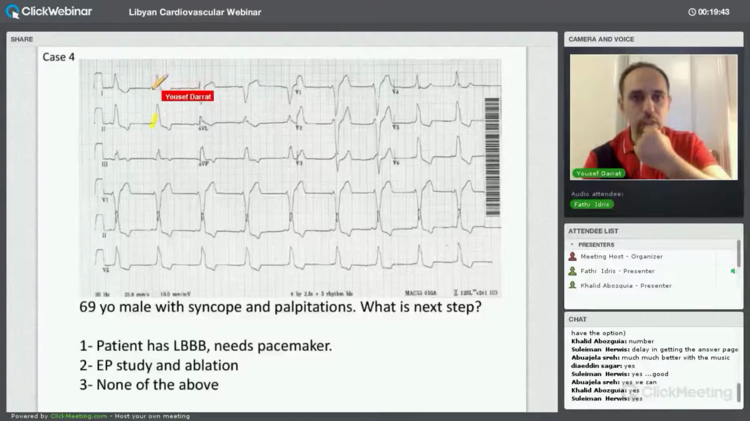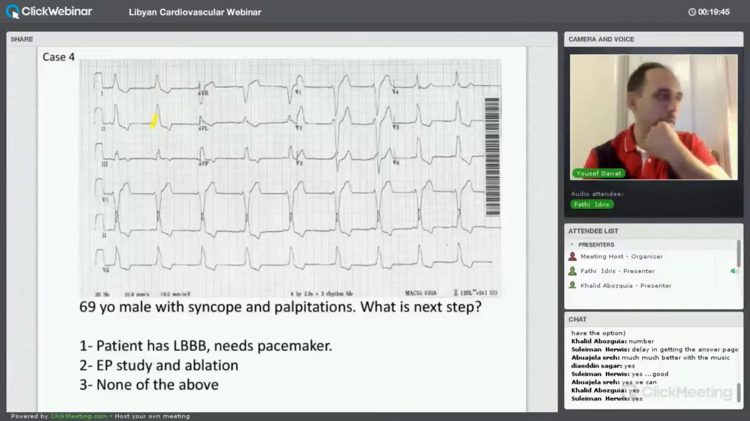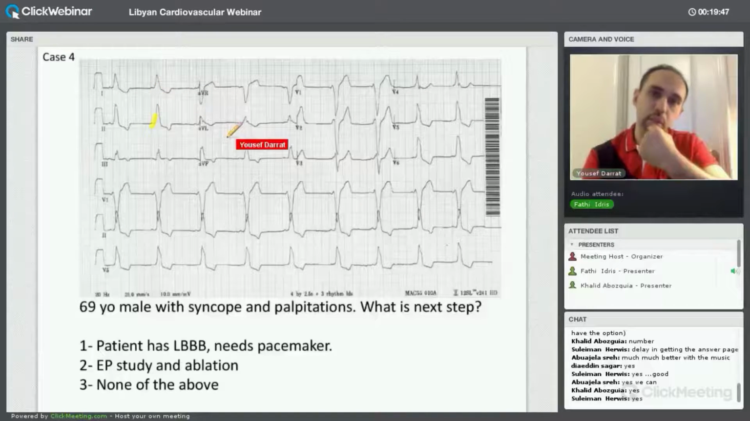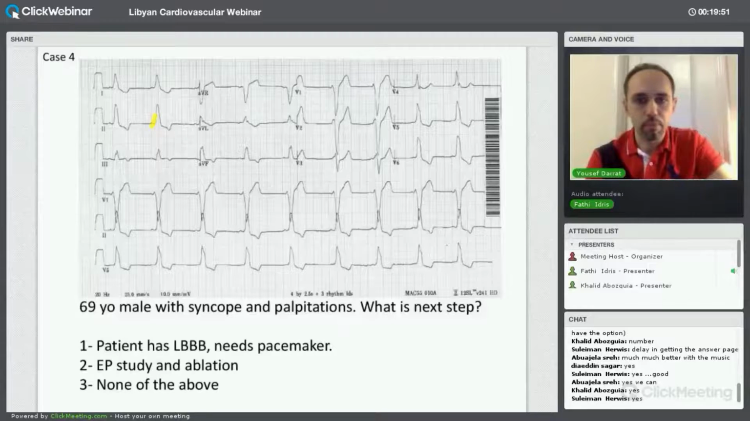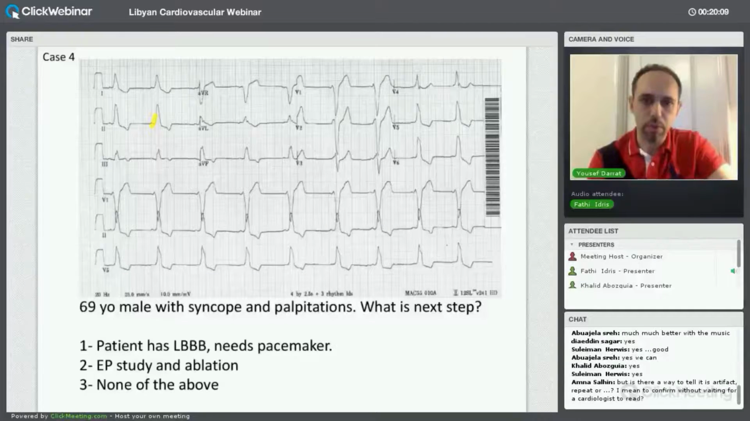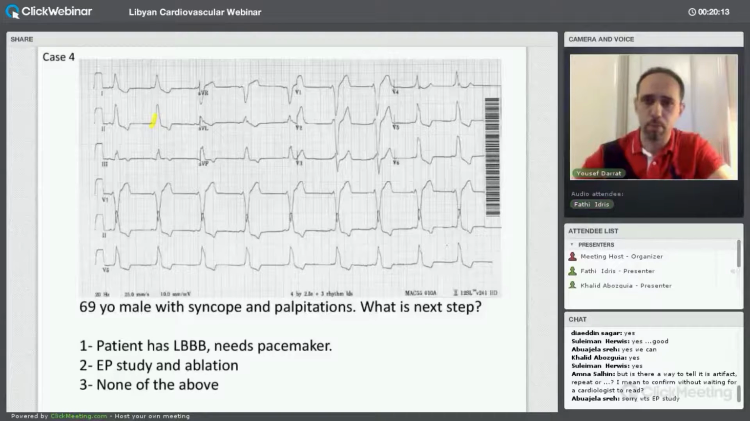The way you can tell is that the PR interval is pretty short, and that there's a delta wave, there's slurring, which is not really seen with left bundle. It looks like an atypical left bundle. So the answer is an EP study and ablation for this patient. We did an EP study. The patient had a right-sided accessory pathway, was ablated successfully, followed up a few weeks back, doing really well, no recurrences. He was complaining of palpitations, but did well with the ablation of the accessory pathway.